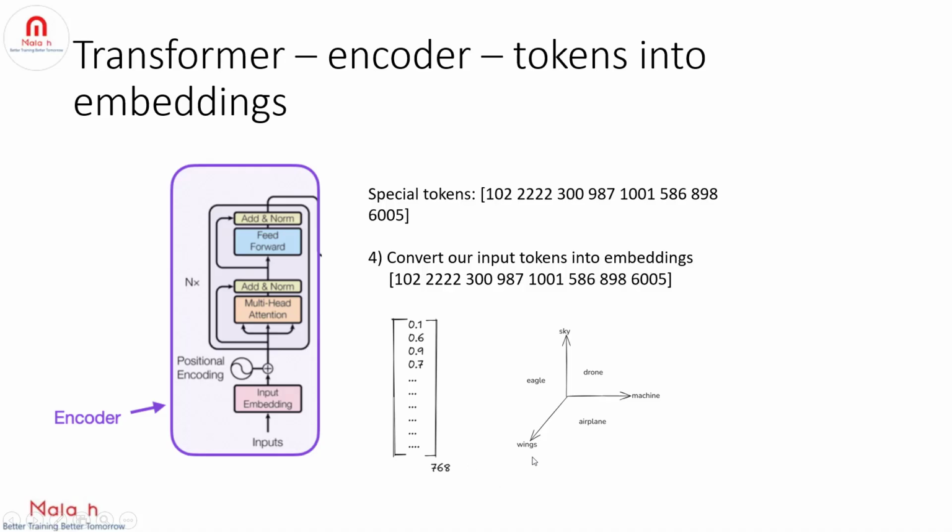If you notice here, we have sky, machine and wings, drone, airplane and eagle. The word drone is very close to sky, wings and machine, because a drone has wings, a drone is a machine, and a drone can fly in the sky. So this word has a contextual meaning. That is how the close words are trying to stay together.